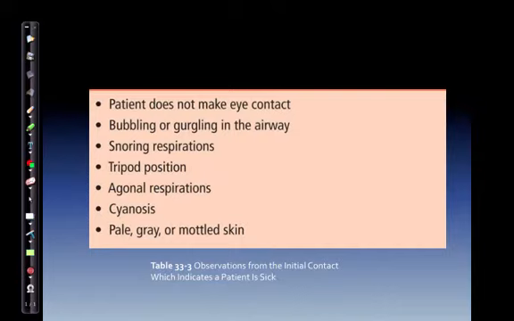Figure 33-3, observations from the initial contact which indicate a sick patient. The patient does not make eye contact, bubbling or any gurgling in the airway, snoring respirations, tripod position, agonal respirations, cyanosis, pale gray or mottled skin.